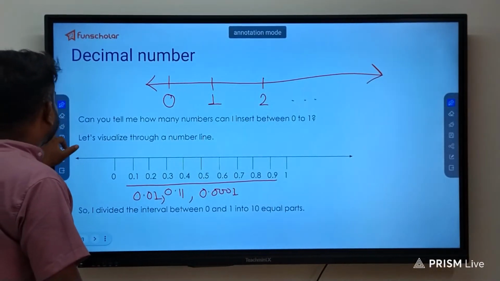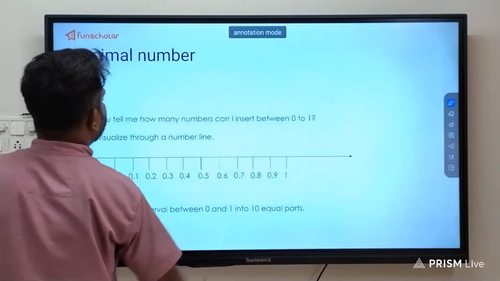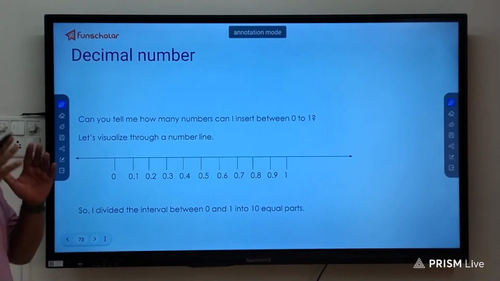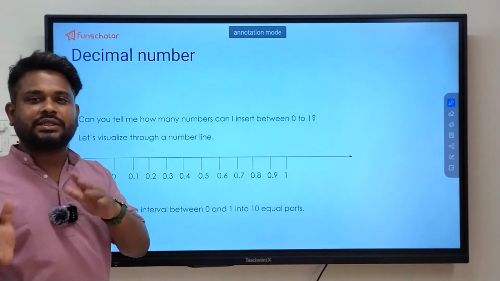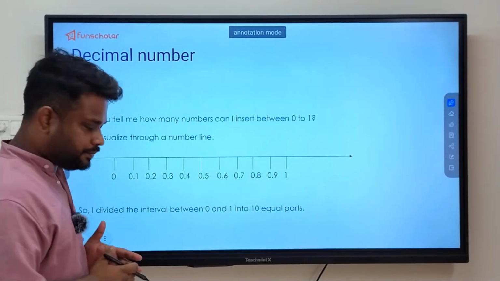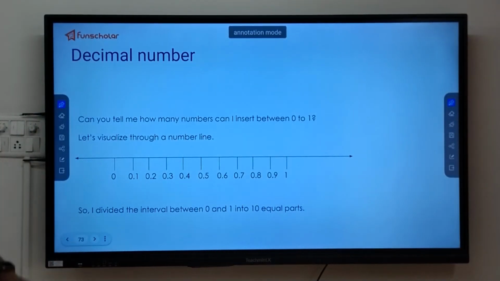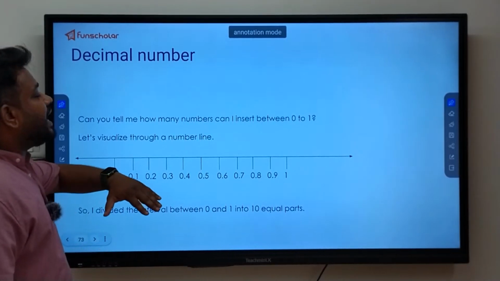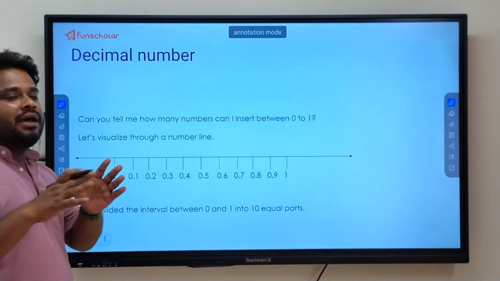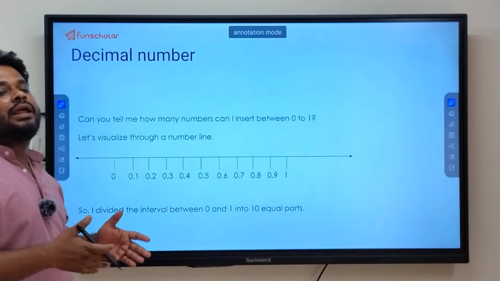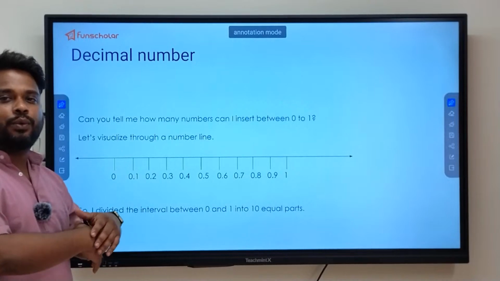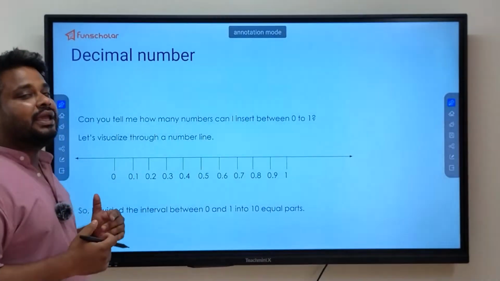Okay, so they have just drawn it like this, but you can imagine a number line in your head, and then you can place any kind of number between them. Okay, so I divided the interval between 0 and 1 into 10 equal parts. They have asked how many numbers there can be. You can say there can be 1 number, there can be 10 numbers, there can be 100 numbers, there can be 1000, lakh, crore, arab, whatever. But there will be infinite numbers.